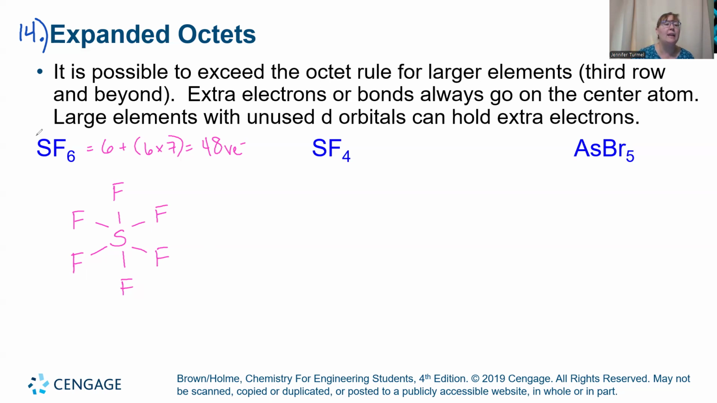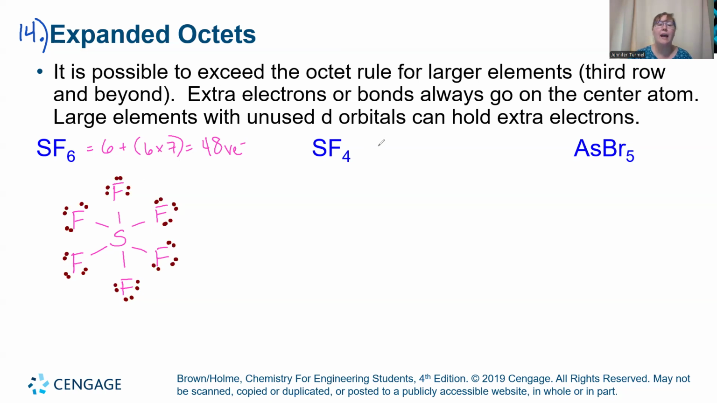So let's go ahead and see how many we can get out. So far we have 12. And so then I'll start down here, and we have 14, 16, 18, 20, 22, 24, 26, 28, 30, 32, 34, 36, 38, 40, 42, and 44, 46, and 48. There we go. We are done. We have all 48 electrons on our sulfur. Okay, so now let's look at SF4.